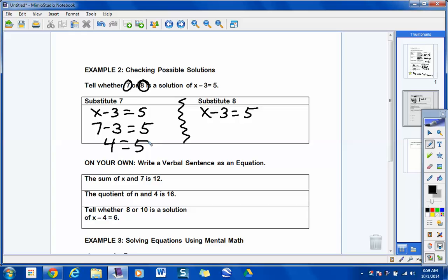So I put a line through that right there. So when I say substitute 7, is that the solution? The answer to substituting 7 is no. That is not going to work. So is 7 a solution? Answer is what? No. How about if you substitute 8?